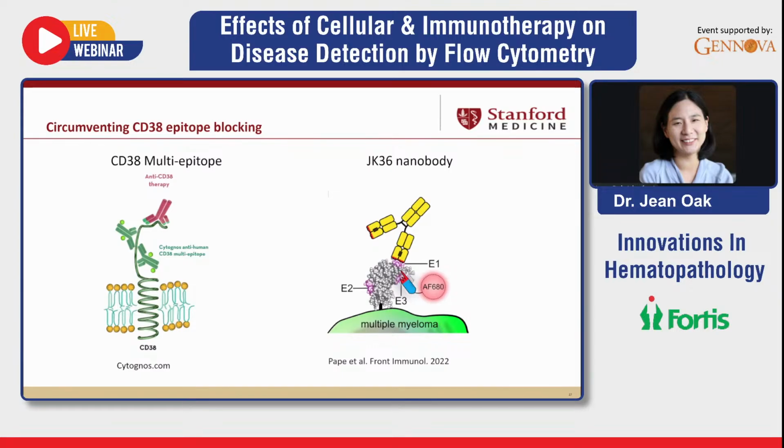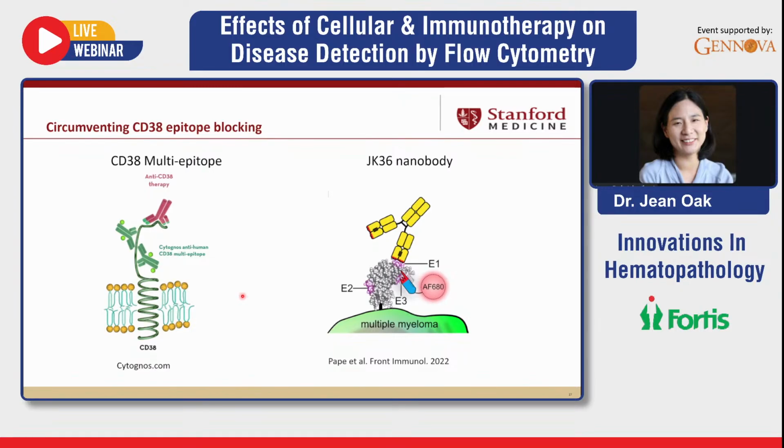So what are some ways that you can handle this? Again, there are other reagents available besides the monoclonal antibodies for CD38. You can use the CD38 multi-epitope, otherwise known as a polyclonal antibody, where instead of one antibody that could be bound or blocked by the daratumumab, you have a cocktail of antibodies binding to multiple epitopes of CD38, so you increase your chance of detecting it.